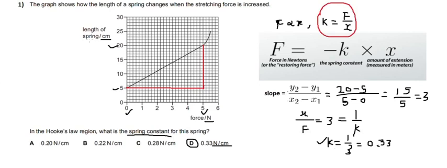Suppose they give y-axis as force and x-axis as extension, then directly we will get the slope equal to F divided by x, there is no need to do the reciprocal. But they have given x divided by F, so we have to take the reciprocal of the slope to find out the force constant k. I hope you understood this problem.